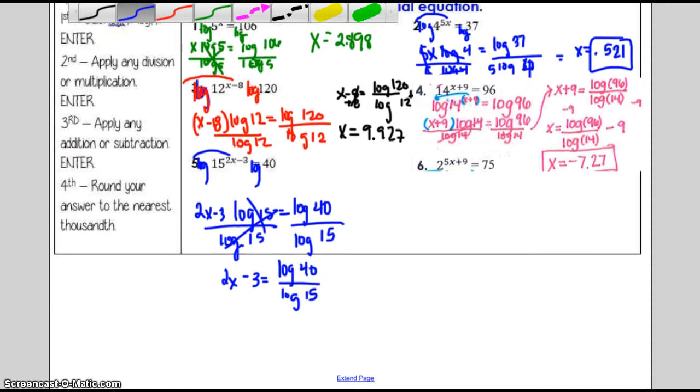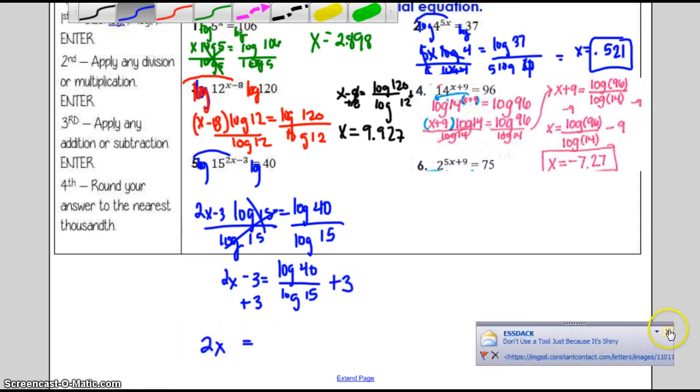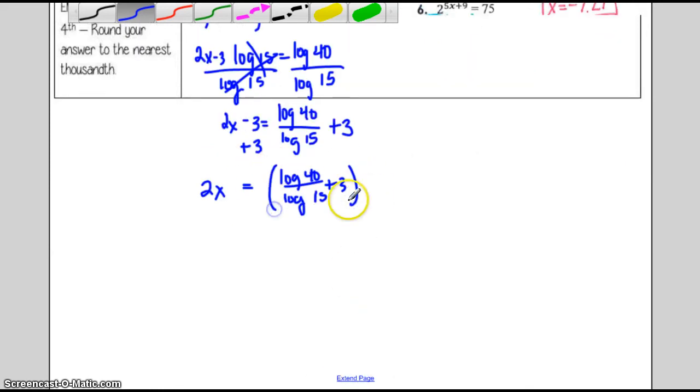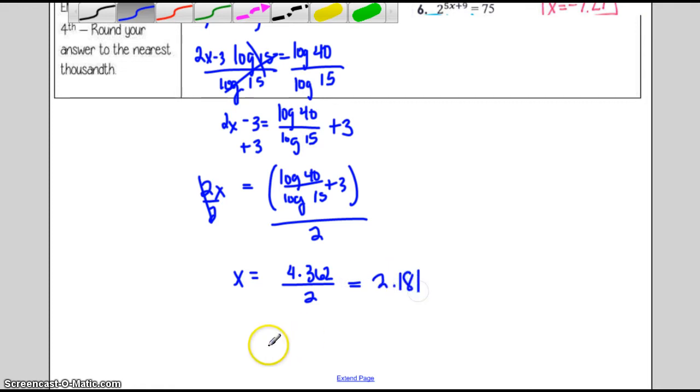So then what we want to do is add 3. And then we have a 2x. The last step after we do division here and add 3 is going to be to divide by 2. So that's how we're going to type this into our calculator. And once we do that, we get 4.362, and then we'll divide it by 2 as that last step to get our final answer of 2.181. So try number 6 on your own and check when you're ready.